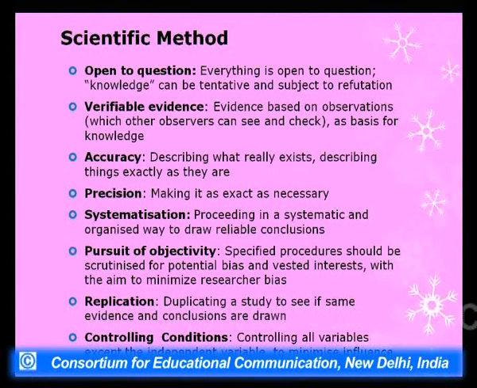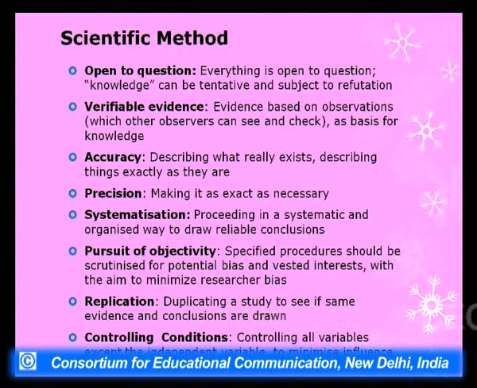Let us understand that in the social domain, total objectivity is impossible to attain. All of us as researchers have our own personal biases and prejudices, and there may be vested interests which also operate in the domain of research. When I say pursuit of objectivity, it means that whatever procedures we use in research work, especially social research work, should be scrutinized very thoroughly for potential bias and vested interests, with the aim of minimizing researcher bias. We all will have bias, but once we acknowledge our bias, we will be in a position to minimize it and ensure that it does not percolate to the extent that it will if we do not acknowledge it.